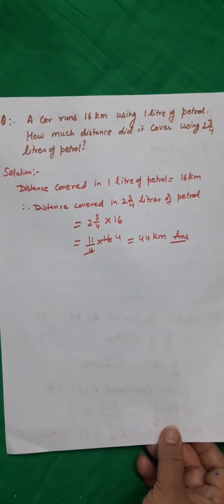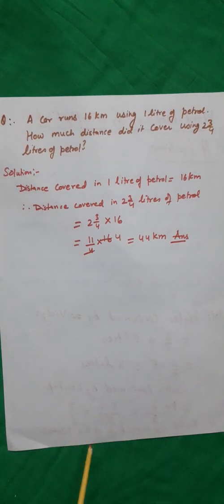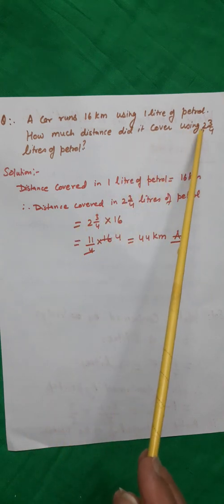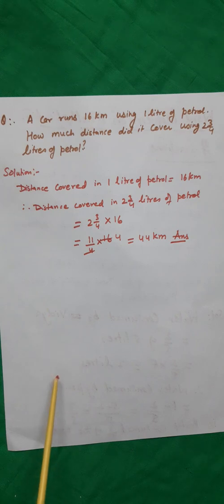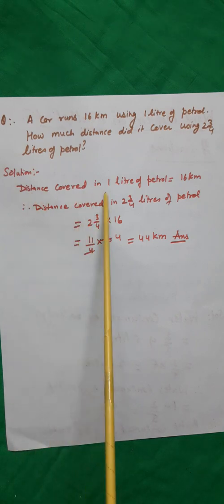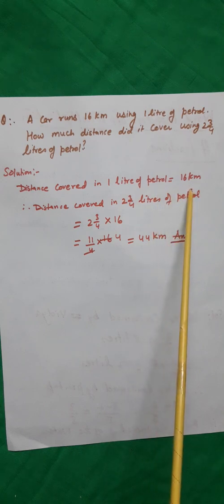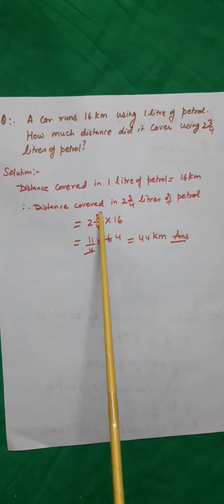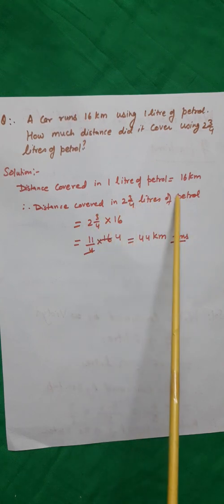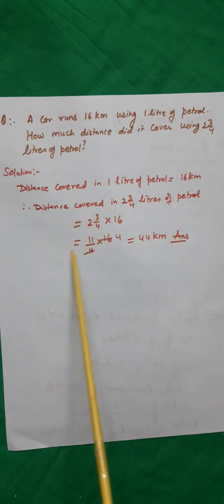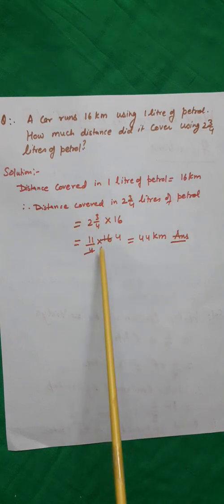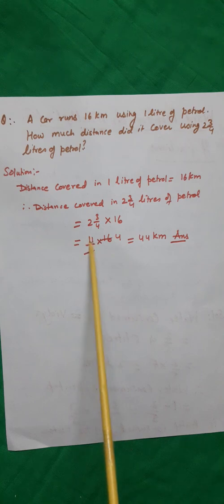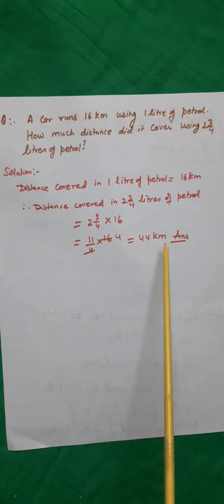Next problem. A car runs 16 kilometers using a liter of petrol. How much distance did it cover using 2 3 by 4 liters of petrol? This is very easy. Distance covered in 1 liter of petrol is 16 kilometers. Therefore, the distance covered in 2 3 by 4 liters of petrol will be 2 3 by 4 into 16. This is equal to 11 upon 4 into 16. Now 4 and 16 can be cancelled and I get 4 here. So 11 into 4 is equal to 44 kilometers.